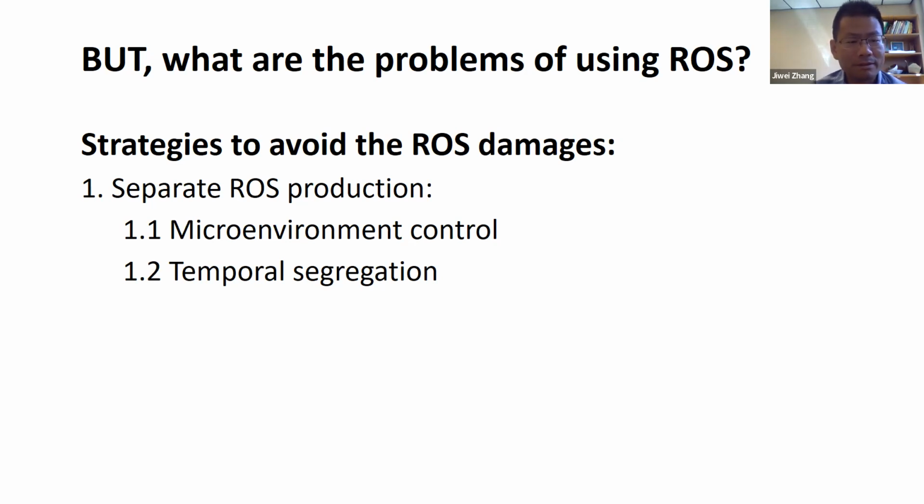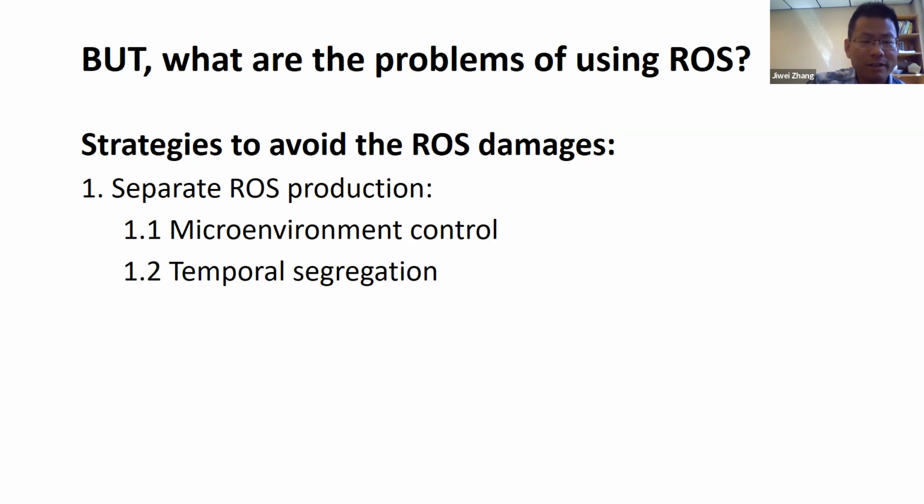That means fungi should have evolved strategies to avoid the self-damage caused by the ROS. So basically, there are several possibilities or explanations of these strategies.